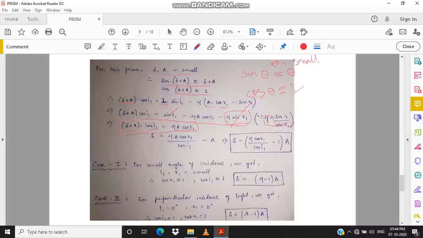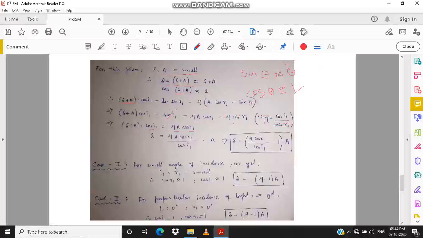Got it? Now we will be calculating the value of delta from here. Just do the simple algebraic calculation, then you finally get the value for delta. What is delta? Delta is the angle of minimum deviation for a thin prism. This formula is for a thin prism, where A is the angle of the prism. Okay, let me solve this.